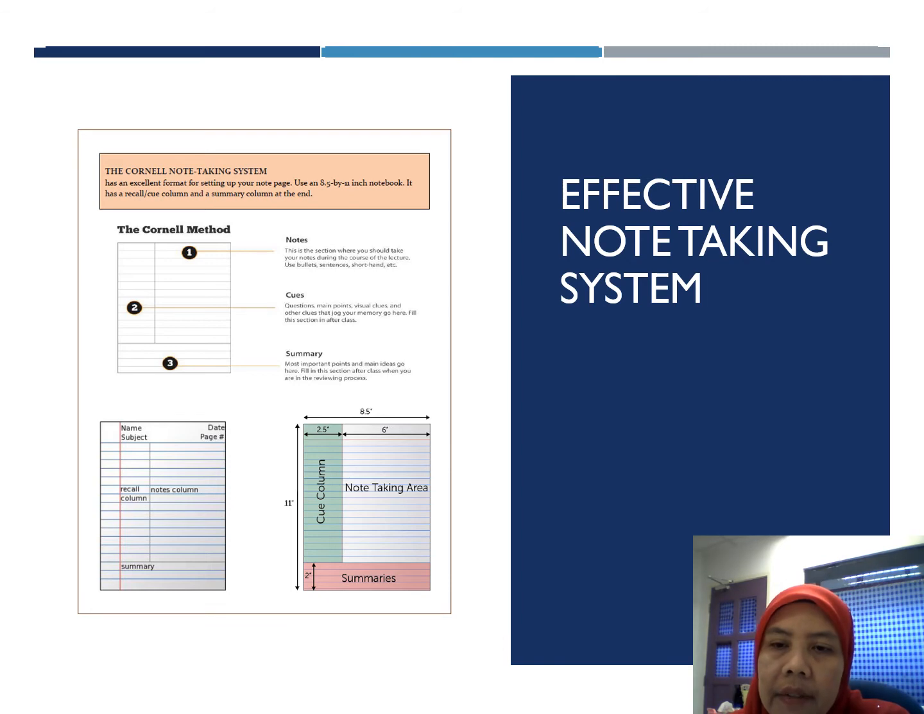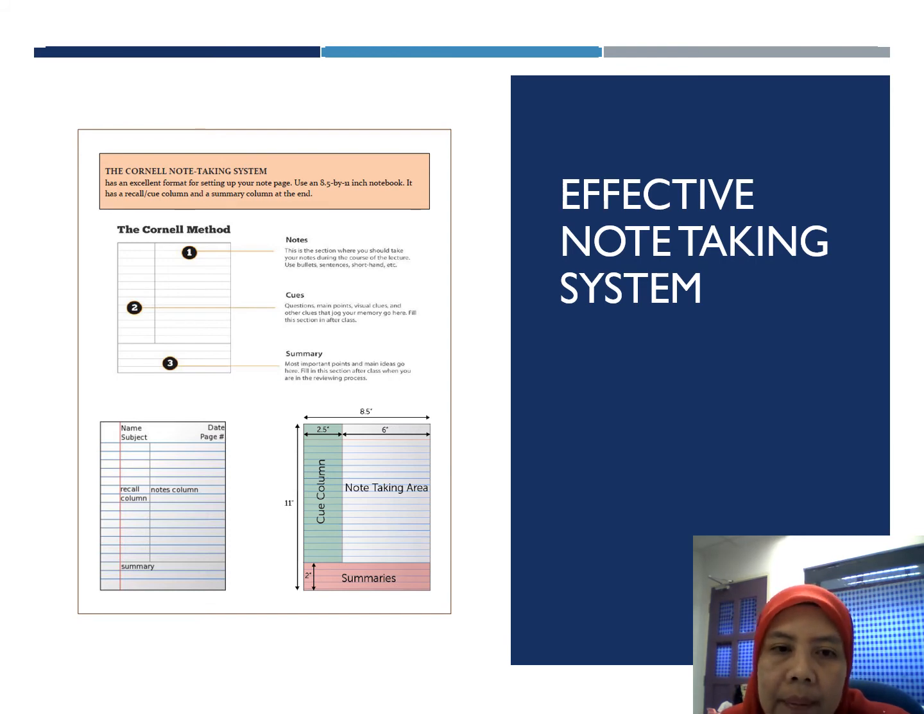Okay, this is an effective note-taking system. The method is named Cornell, after its introducer, who introduced the method of how to take effective notes. You can see that it is divided into 3 parts. The first one is notes. This is the section where you should take your notes during the course of the lecture, using bullets, sentences, shorthand, etc. So these are the full sentence notes.